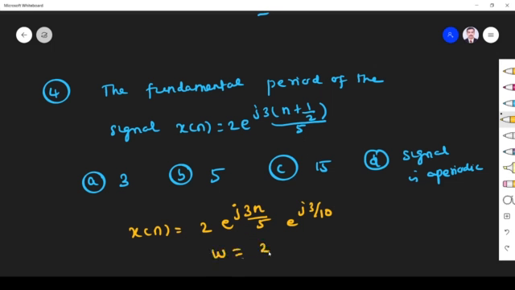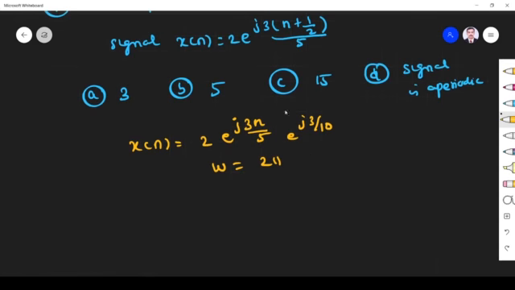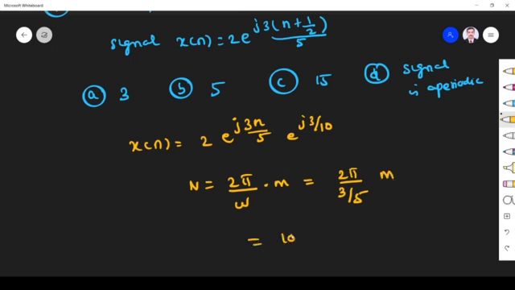What is omega? Omega must be 2 pi by n, right? Here also e power j omega, or whatever the factor near the n, is omega. So this should be okay. Sorry. So omega, sorry, n, they ask for n only, no? N is equal to 2 pi by omega multiplied by m, where m is an integer. So what is omega here? Omega is 3 by 5, right, into m. So it will become 10 by 3 into m. M you can substitute any integer.